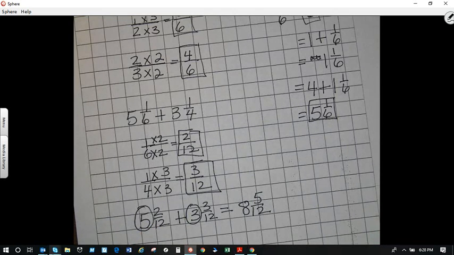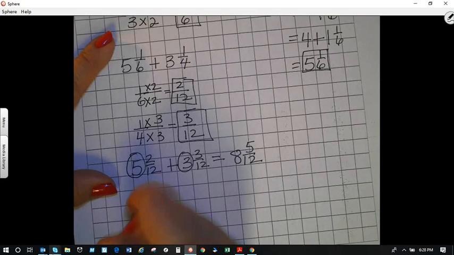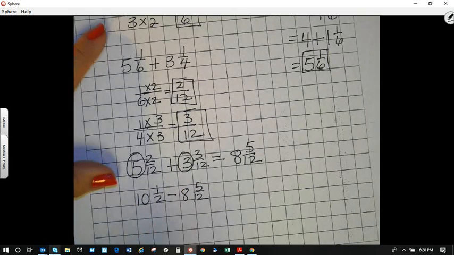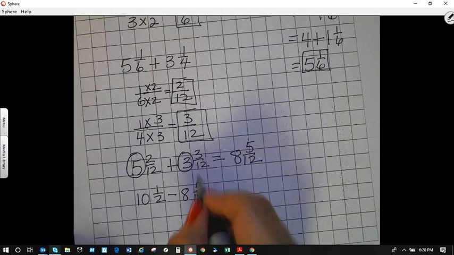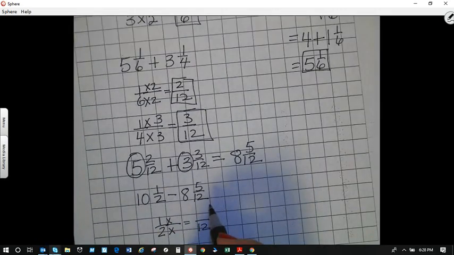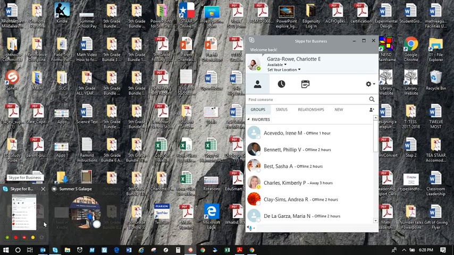Now I needed to take the difference. Okay, so I go back to my story, and it was 10 1/2 hours. So now I'm going to take 10 1/2 minus 8 5/12. What's going to be my common denominator? It's going to be 12. All right, so I don't have to do anything here, but I'm going to change my 1/2. Extend that out. Multiplication equals 12. 2 times what equals 12?